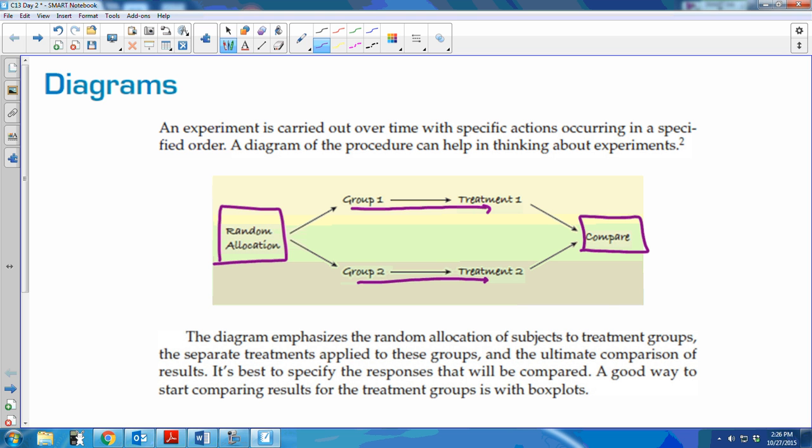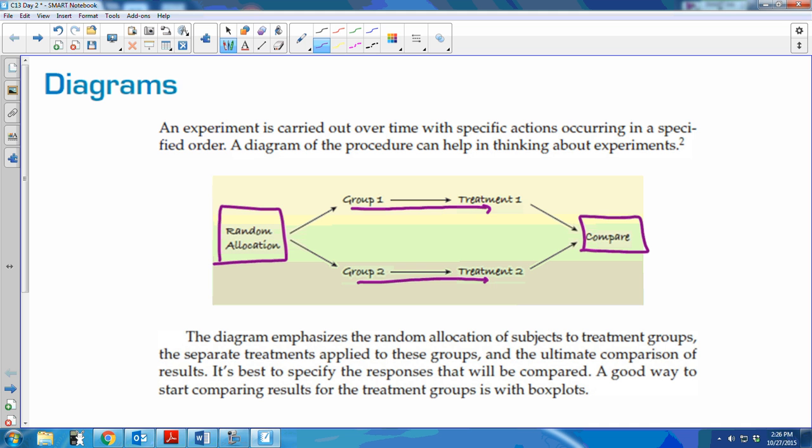This is a very simple, generic diagram, but it's a good way to keep track of all of your information. So you want to write it out, but then you want to show it in a diagram form to make sure you haven't missed anything. Okay? We're going to do a diagram on the next slide. So again, you have random assignment to groups, and those groups are assigned to a treatment, and at the end, you're going to compare your results.